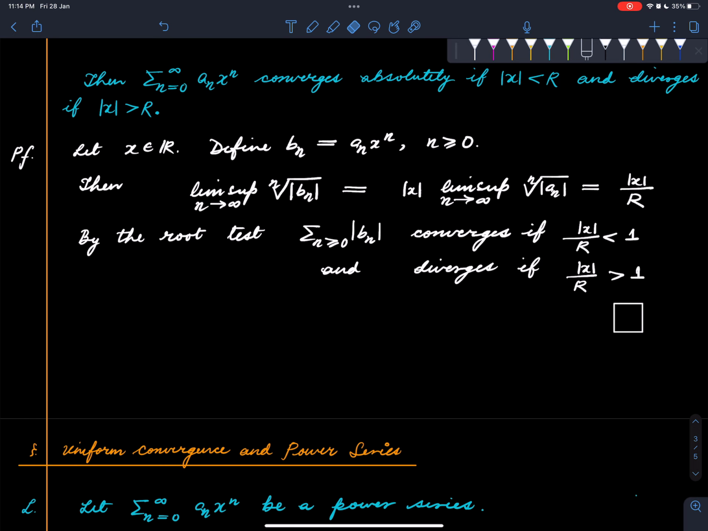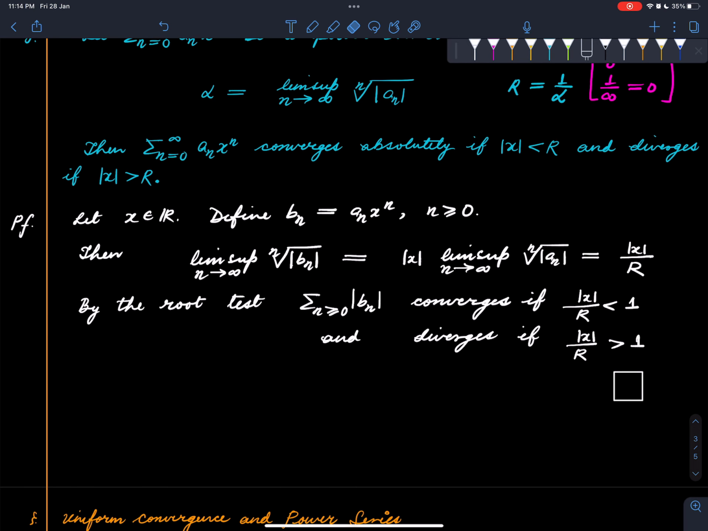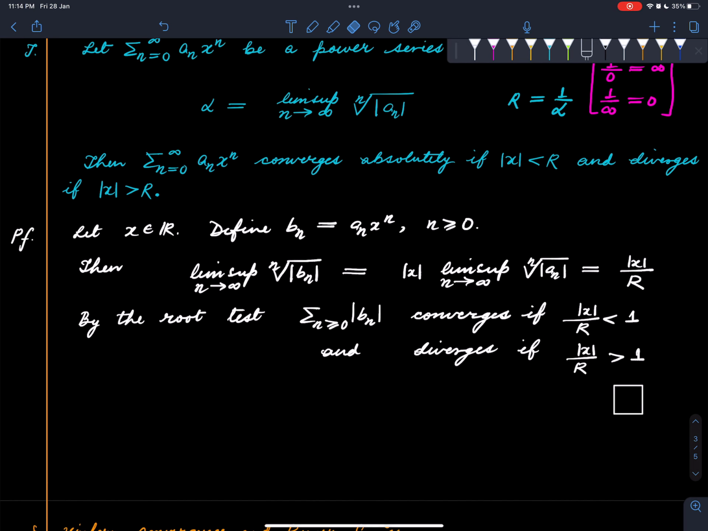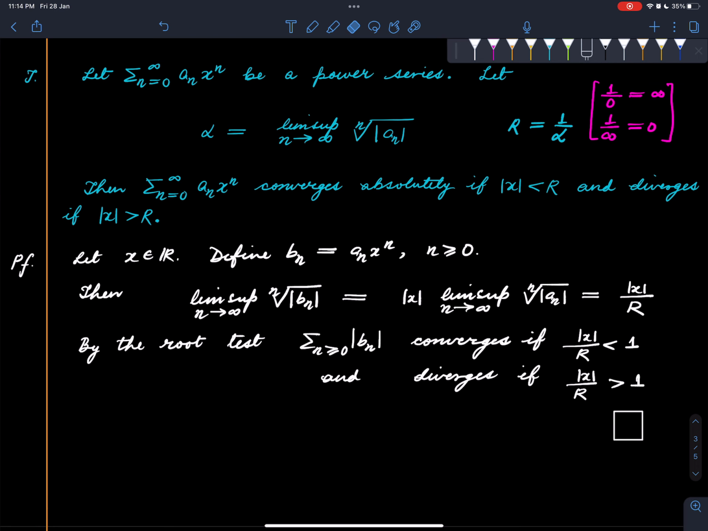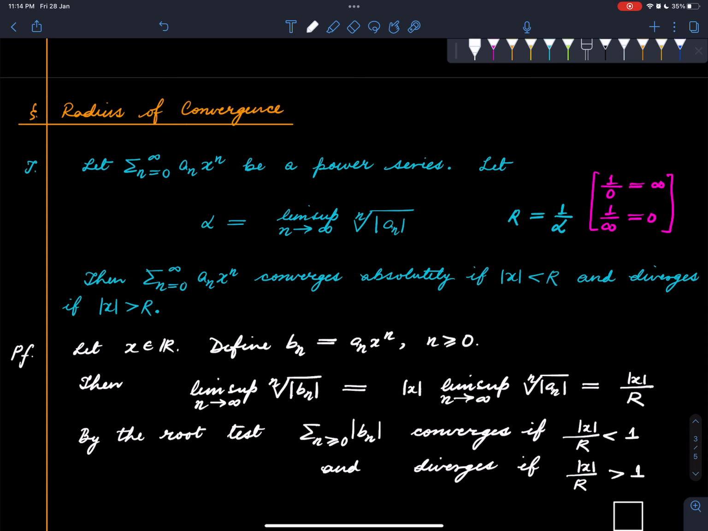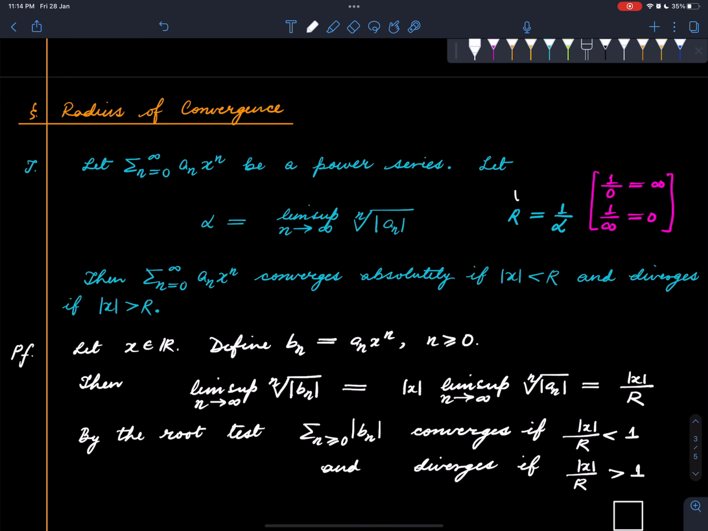Yeah, so this allows us to define what is called the radius of convergence. This R is called the radius of convergence of the power series.